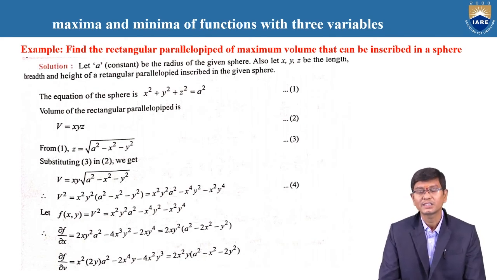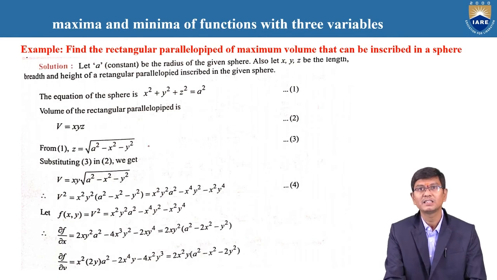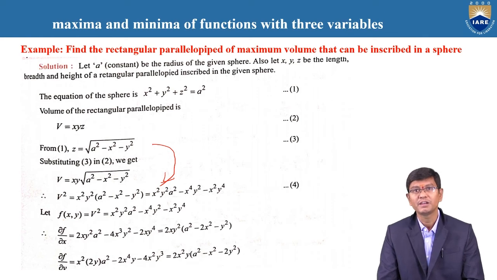Therefore, x square plus y square plus z square is equal to a square. From this equation we get z square is equal to a square minus x square minus y square, so z is equal to the square root of a square minus x square minus y square. By replacing this z value in the volume, v is x into y into the root of a square minus x square minus y square. When squaring on both sides, v square is equal to x square into y square into a square minus x square minus y square.